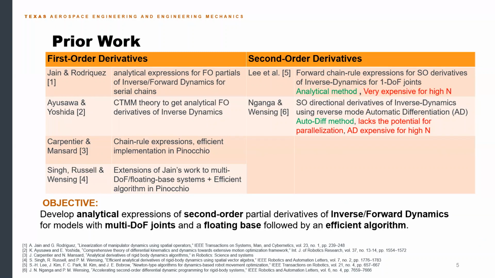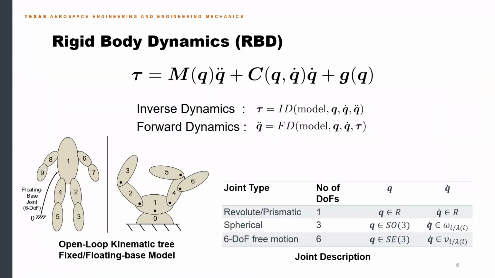In this work, we extend our previous work on first order derivatives, and for the first time, we present the analytical recursive expressions for second order derivatives of inverse dynamics for models with multi-degree of freedom joints and floating base. At the end, we also provide an efficient algorithm benchmarked in the C++ library Pinocchio.